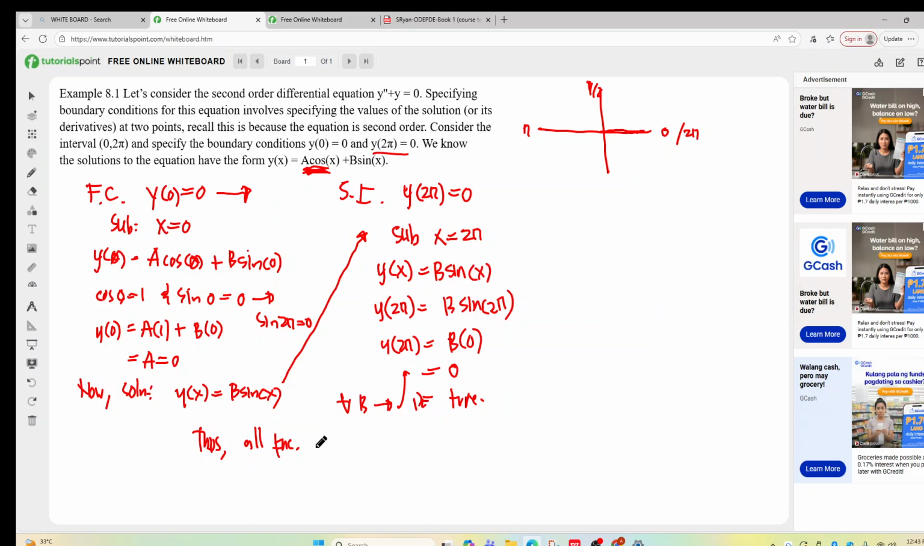We can write all functions of the form y of x is equal to b sine x, which satisfy both the differential equation and the boundary conditions. And of course, since b can be any real number, it means that for any constant b, there are infinitely many solutions for this particular equation.